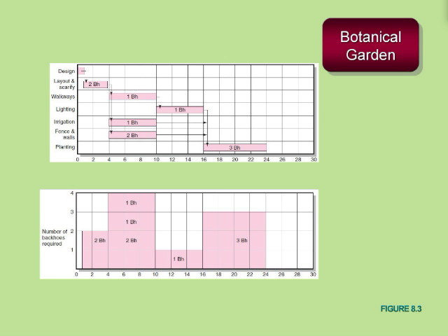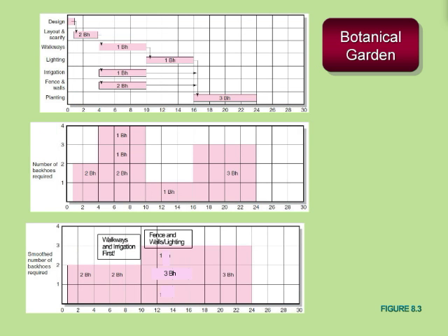So think about it for a second. What could you change without losing the final date of 24 days into the project? What can you change in this project in order to meet the requirements of reducing the number of resources required?